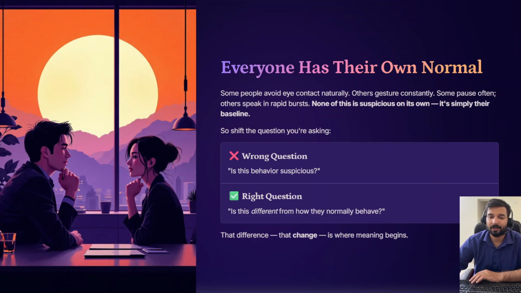So instead of asking, "Is this behavior suspicious?" you start asking a better question: "Is this different from how they normally behave?" That difference, that change, is where meaning begins.